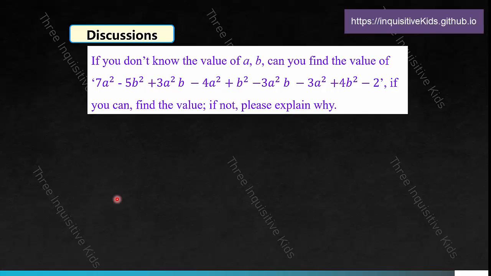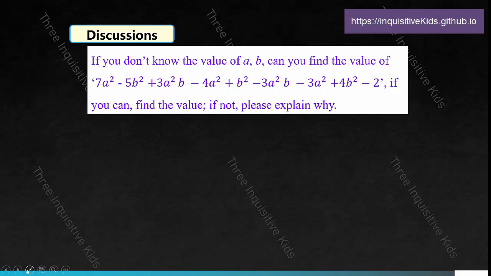So now we have another discussion. If you don't know the value of a and b, can you find the value of this whole polynomial? If you can, find the value. If not, please explain why. I want you to try to figure this out. Do you have any fun ideas or fun ways? Is it hiding something? What did you come up with?